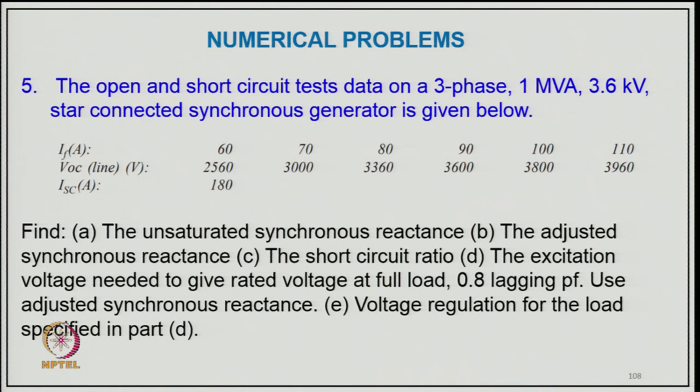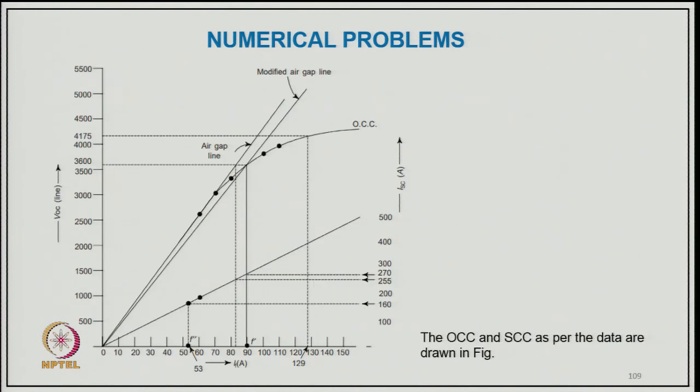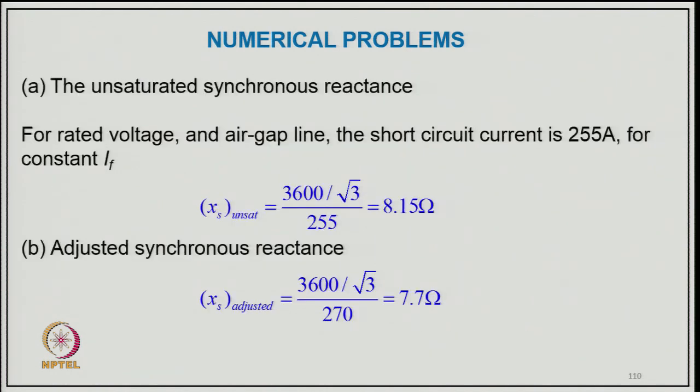So, coming to example 5, the open circuit and short circuit test data of a 3 phase 1 MVA 3.6 kV star connected synchronous generator is given, I_F, V_OC and I_SC. Find the unsaturated synchronous reactance, the adjusted synchronous reactance, the short circuit ratio, and the excitation voltage needed to get the rated voltage at full load, 0.8 lagging power factor. Use the adjusted synchronous reactance to find the voltage regulation. So, the short circuit characteristic and the OCC are given here. And from here you can find out the unsaturated reactance from the initial portion.